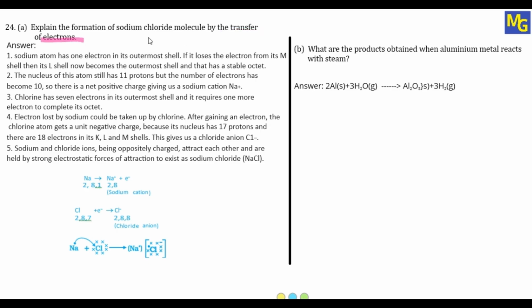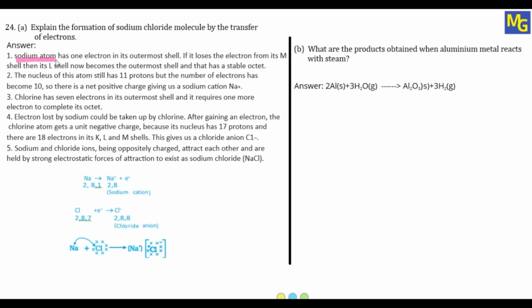So we have to explain here the formation of sodium chloride. Sodium is a metal and chlorine is a non-metal. So we have to explain the transfer of electron from metal to non-metal with the help of sodium chloride. So for the answer, I have written all the notes. I will read these notes once and then we will see how sodium chloride is formed.